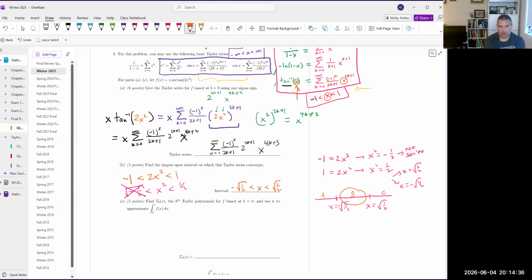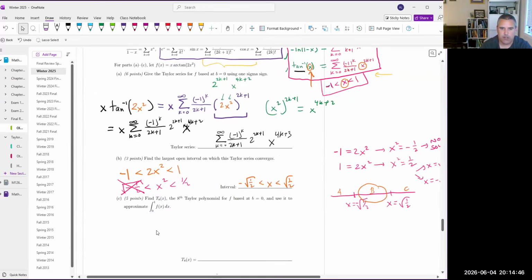Okay, what about the last one? Find the eighth Taylor polynomial for this thing and use it to approximate. So this is one of these, use the pattern we found up here. So this one's saying find the eighth Taylor polynomial.